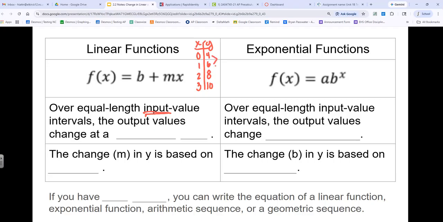Then we would look here at what's happening to the output values, or the y values. And we can see we're going up by 2, up by 2, up by 2. And what do we call that whenever our output values are changing at the same rate each time? Constant rate.